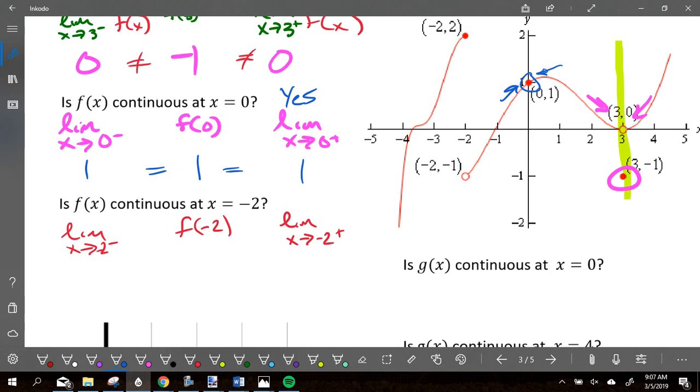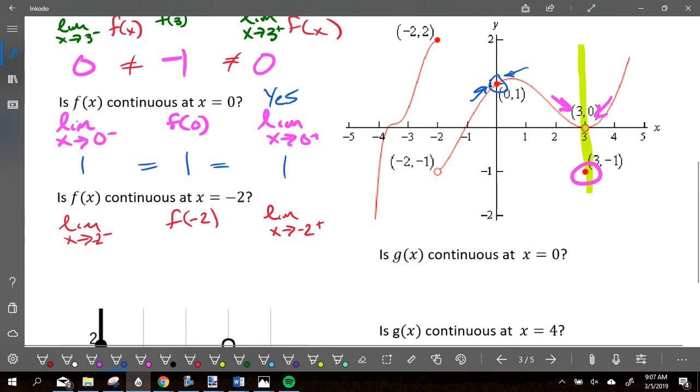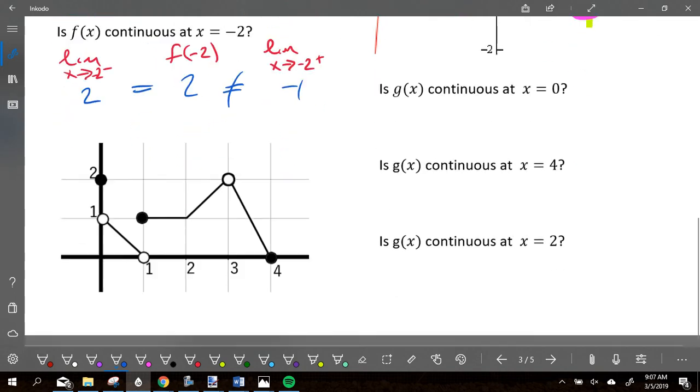Is it continuous at -2? Thumbs up, thumbs down. Not continuous. Gracie, why not? They're not all equal. What is the left-hand side going to get you? 2. What about the value? 2. And the right side? -1. So these two are equal, but that one's not, and so the limit doesn't exist. Questions there?